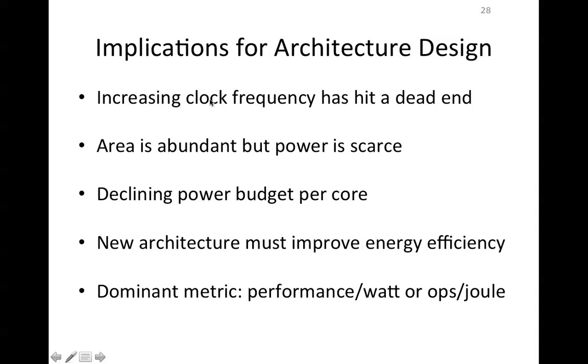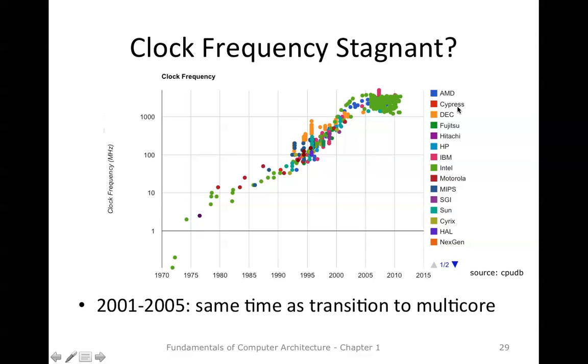Alright, let's look at the first effect. Increasing clock frequency has hit a dead end. Now, is there any evidence to that? Let's look at the following. So the following curve essentially shows processors from 1971 until 2012. And these are essentially a bunch of commercial processors, and we plot their clock frequency on this chart. The y-axis is logarithmic scale. Okay? So we can see that between 2001 and 2005, something has changed.